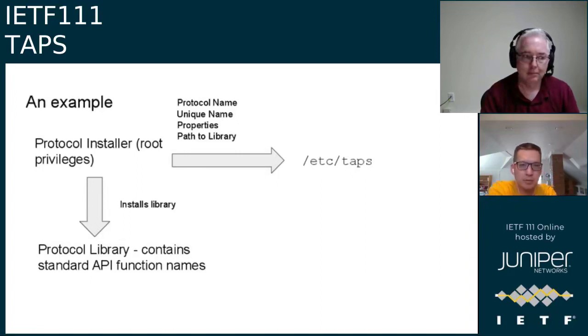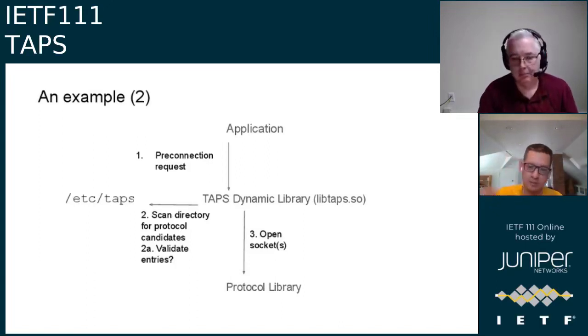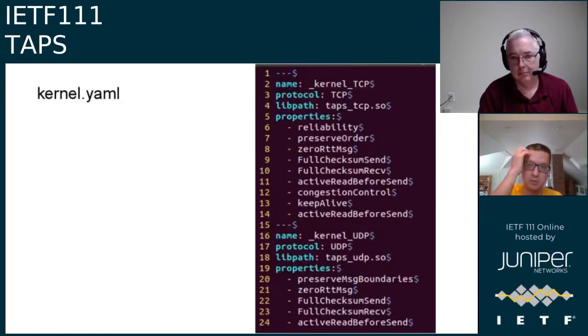One way this could work is you would have a protocol installer that installs a library that matches certain standard API function names, and then it takes its capabilities and uploads them to a directory somewhere that lets TAPS know that it's there, what it can do, and how to access that library. The idea is that the application would do a pre-connection request. Actually, I'm not going to skip this slide because there are a bunch of ways to do it. We might not do it that way.